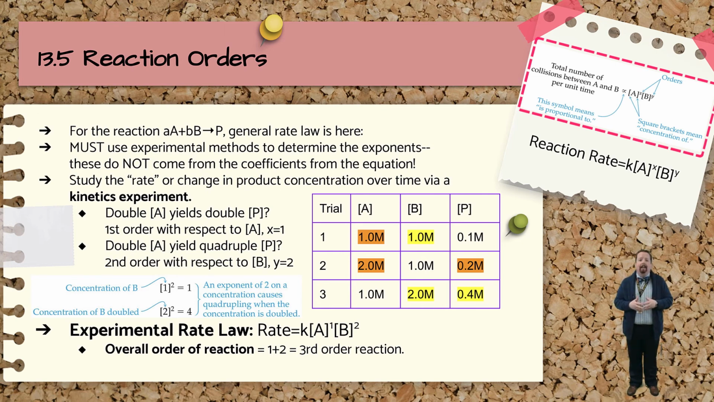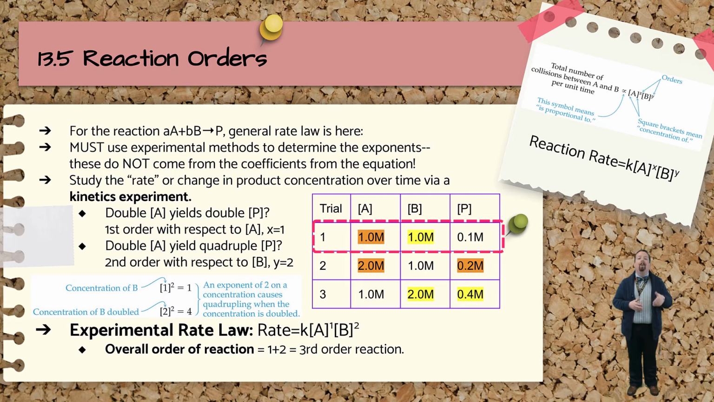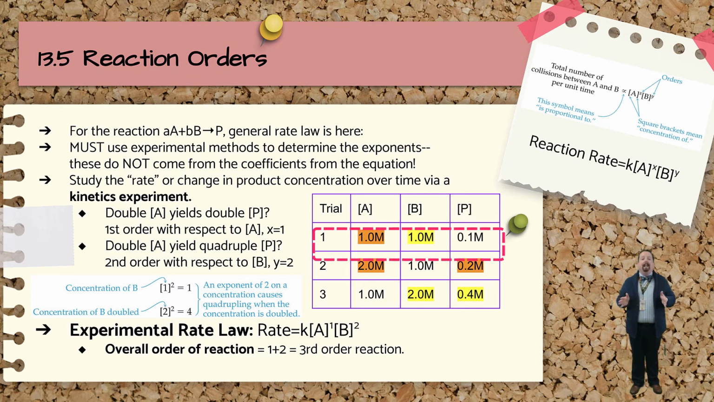A kinetics experiment is one in which we run the reaction once and then change one of our reactant concentrations to see how the rate is affected by that change. For instance, let's say I performed this reaction in a 1 liter vessel and I reacted 1 mole of A with 1 mole of B, and that produces 0.1 moles of P. I do that reaction again, but I double the concentration of A and keep the concentration of B the same. And I observe that instead of 0.1 moles of P, I make 0.2 moles of P. Effectively, I doubled the concentration of A, and that doubled my concentration of the product.